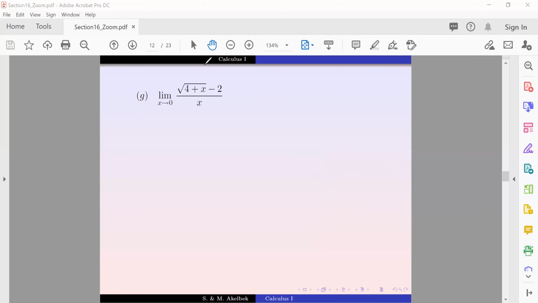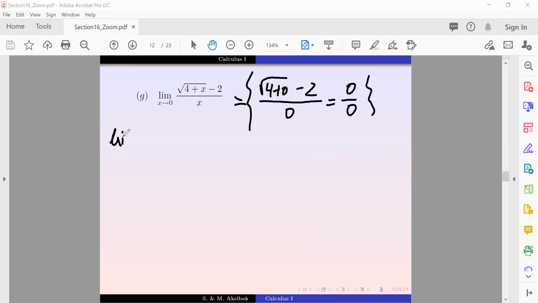All right, in that case, I'm substituting 0. So I have square root of 4 plus 0, minus 2, over 0. Square root of 4 is 2, minus 2 is 0, over 0. So we do need to change the form, do something. So we have the limit as x goes to 0 of square root of 4 plus x minus 2 over x. I'm rewriting what I have.